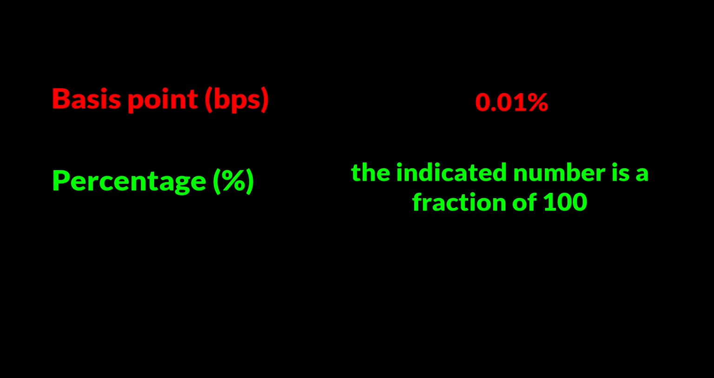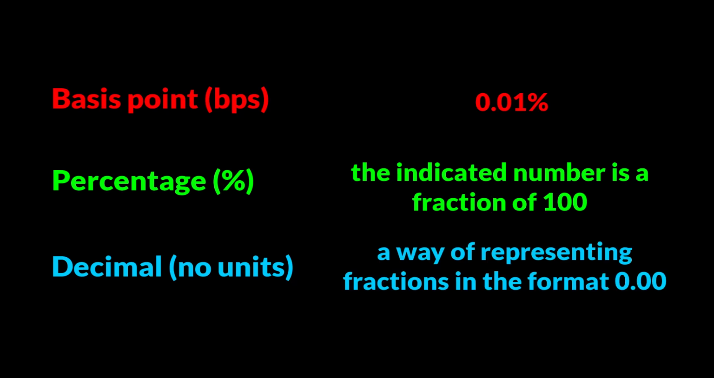Percentages are probably already familiar to you, but perhaps too familiar because it is maybe too easy to forget that the percentage sign is a formal mathematical operator in which the indicated number is divided by 100. Decimals. These are simply another way to represent fractions using a decimal point to separate the whole number from the fractional part. Because 10% is 10 divided by 100, it can be represented in decimal format as 0.10.